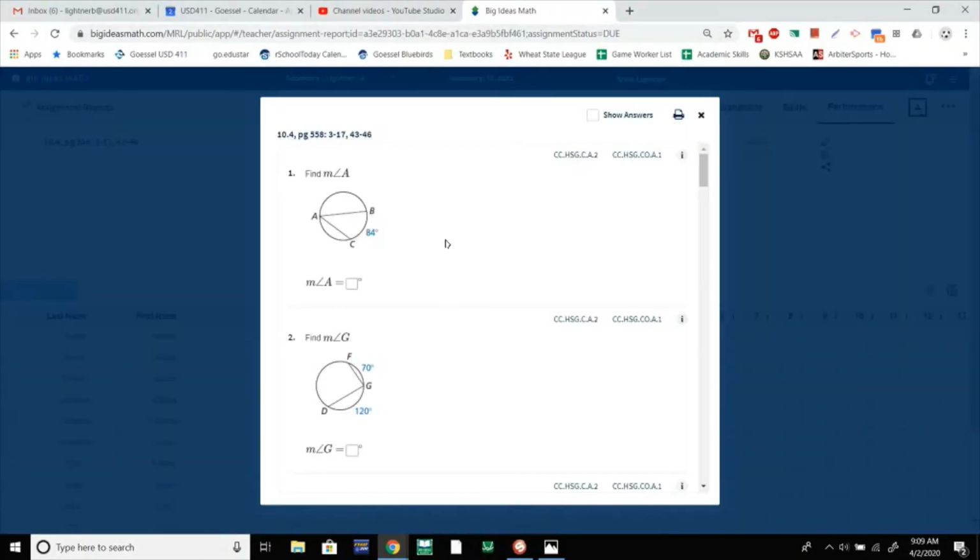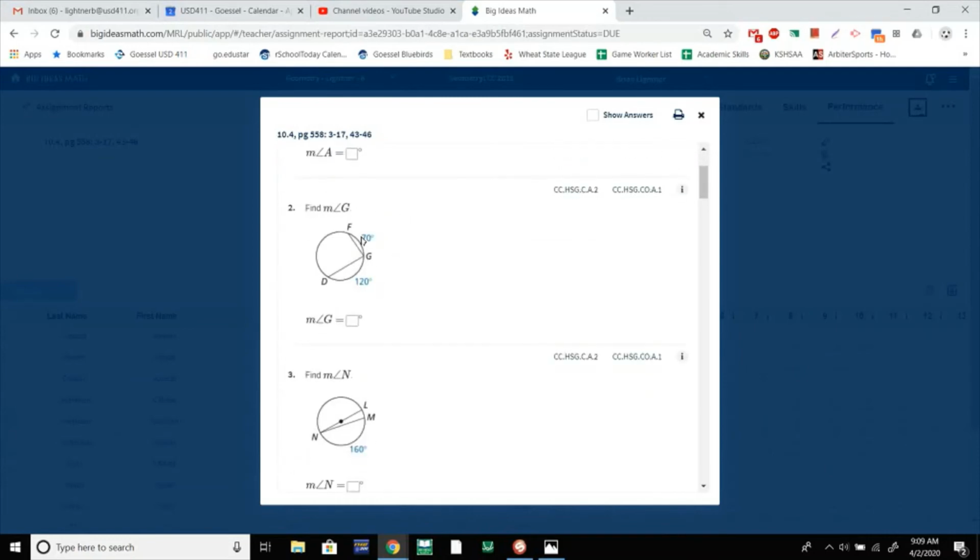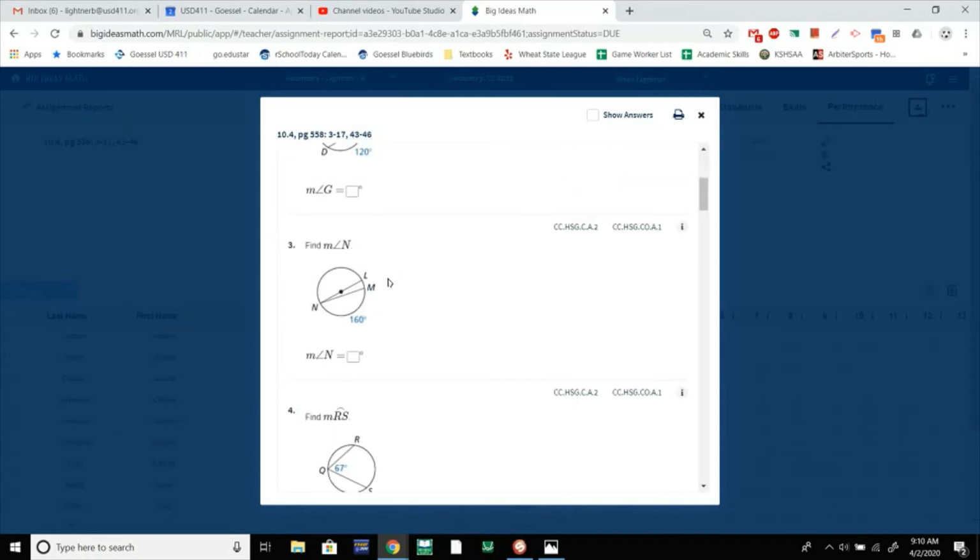Let's look at the assignment and see if there's anything else that pops out to me. Find the measure of angle A. That's just an inscribed angle, half that. Find the measure of angle G. So that's 70, that's 120. Remember, the whole circle is 360. So if you take 360 minus those two, you'll find the arc. Cut that in half to find that one. Okay, there's a diameter. That means NML is 180. So that can figure out what that arc is, and then the angle.